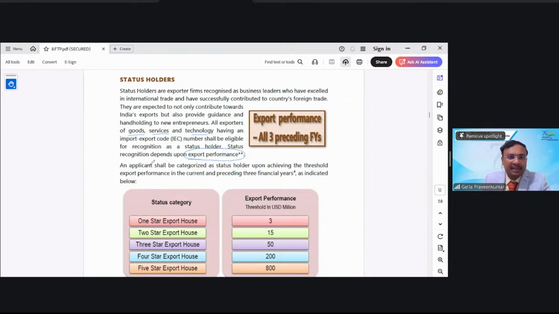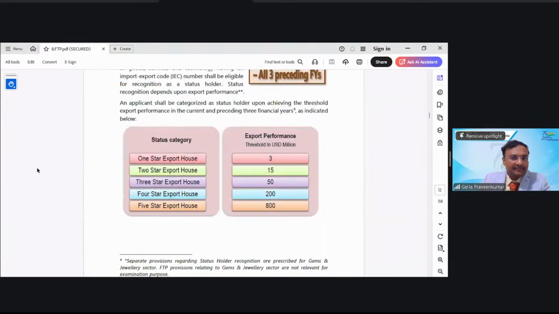Export performance. Applicants shall be categorized as 1, 2, 3, 4, 5 star. The categories are like this: for 1-star export house, my performance should be 3 USD million in the previous year. So here, for categorization, they say the applicant shall be categorized as status holder on achieving the threshold export performance in the current year and the preceding 3 financial years.